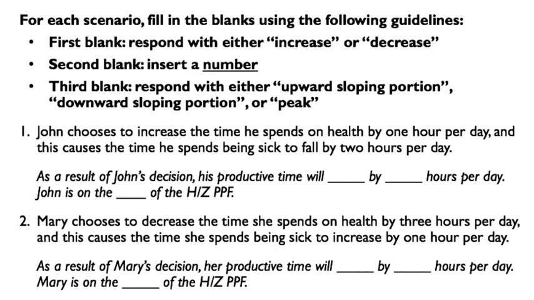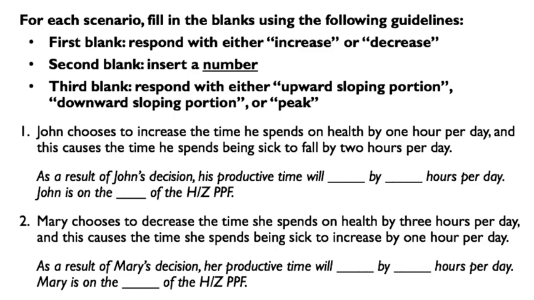Okay, the exercise today is going to be to think about where people with particular characteristics would be residing along the PPF, and then how that's affecting their productive time. So I'm going to give you two scenarios, and then I just want you to fill in the blanks. In the first blank, I want you to respond with either increase or decrease. In the second blank, I want you to respond with a number. And then in the last blank, I want you to respond with either upward sloping portion, downward sloping portion, or peak, where you're thinking about location on a PPF.